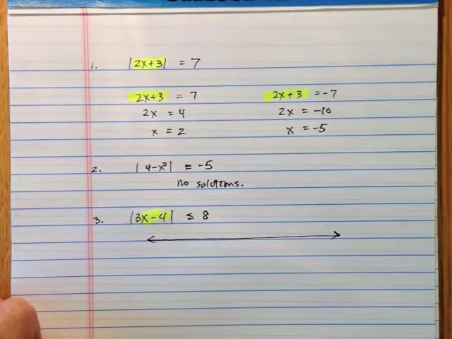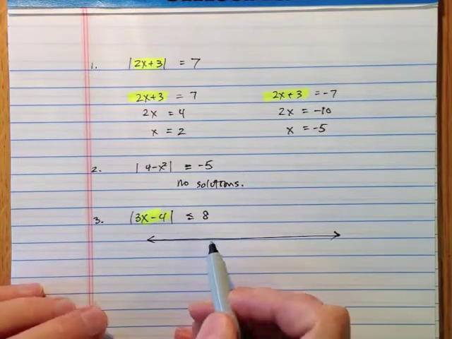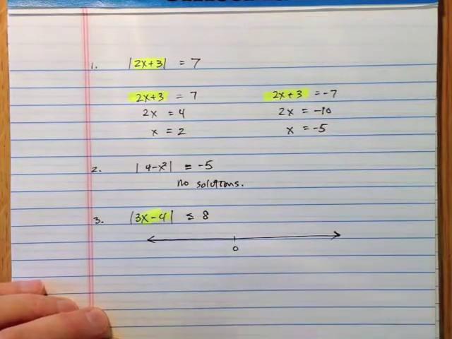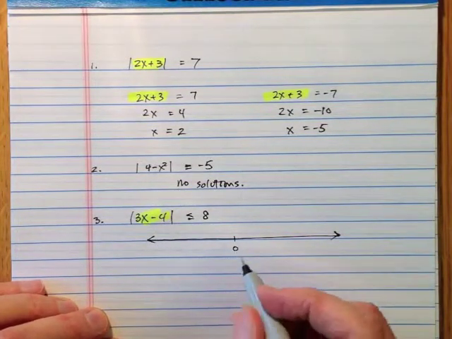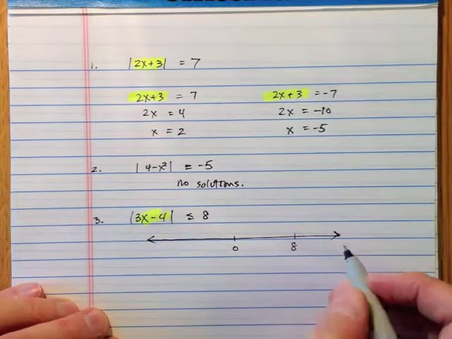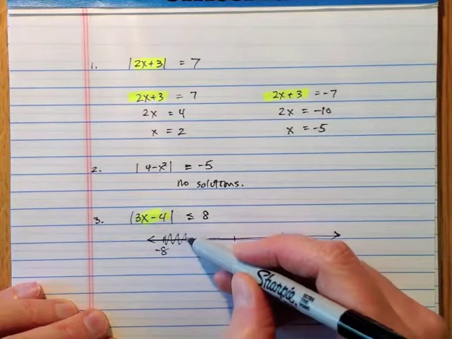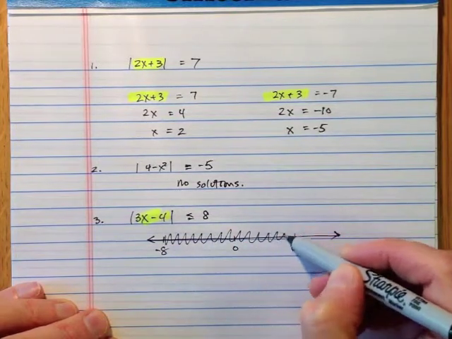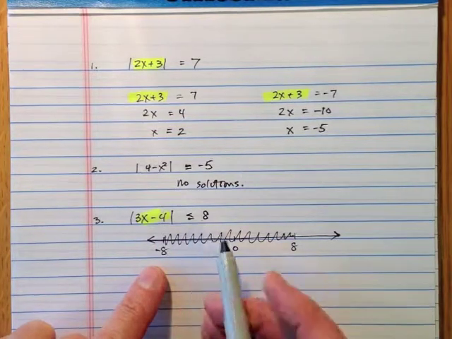Absolute value is distance from the origin. So this is a number whose distance from the origin is less than 8. Here's the origin. So this number is less than 8 units away from 0. That means it's less than 8 units to the right or 8 units to the left. It's got to be in here, including possibly the endpoints, because the absolute value is less than or equal to 8.